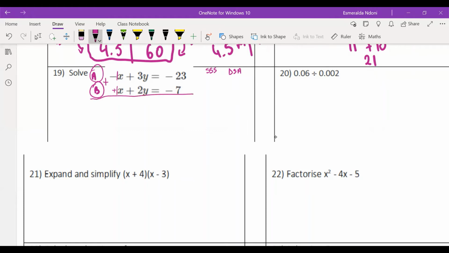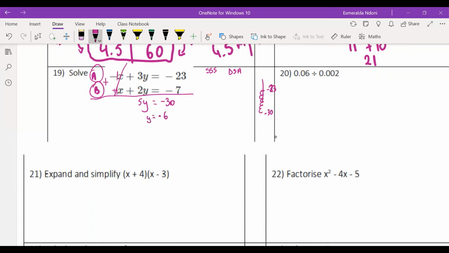So the reason why I add them is because I want to eliminate. So take away 1, add 1, leaves me with nothing. 3 plus 2 is a 5y. Negative 23, add negative 7. So that will give you a negative 30. So from negative 23, think about it this way, you're going to go down 7 more, you're going to end up at negative 30. So your y is negative 6.